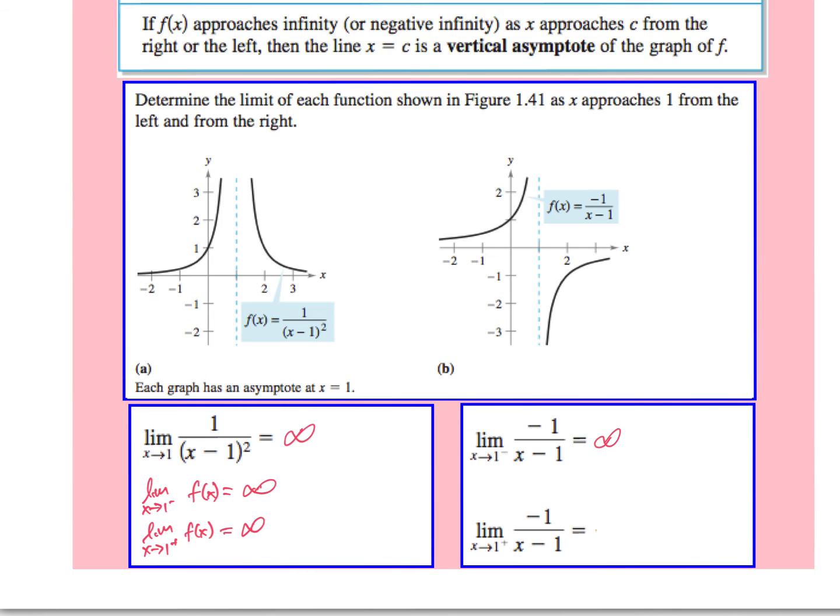And then I go from a little bit to the right now. So 1 from the right. So I have a negative number over a really small what? Positive. So I end up with?